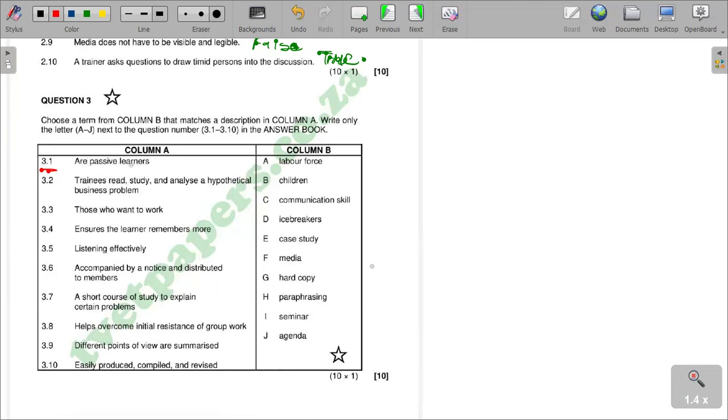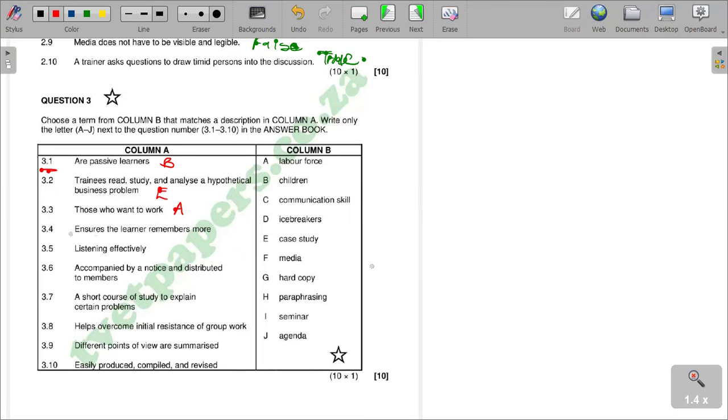A, passive learners. These are what you call children. Passive learners are children, right? And then 3.2, trainees read, study, and analyze a hypothetical business problem. That's what you call a case study, which is E, right? And then 3.3, those who want to work, we call them labor force. Those people who are willing to work, right?